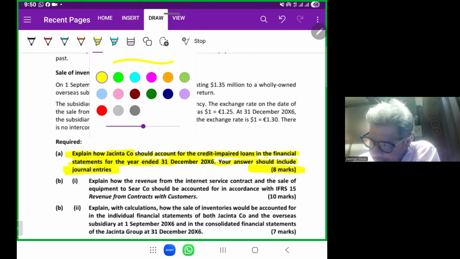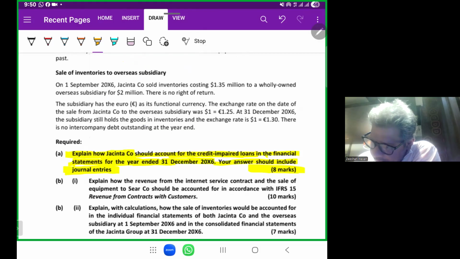Then we have the second requirement. Explain how the revenue from the internet service contract and the sale of equipment to share company should be accounted for in accordance with IFRS 15 Revenue from Contracts with Customers. We will get 10 marks.